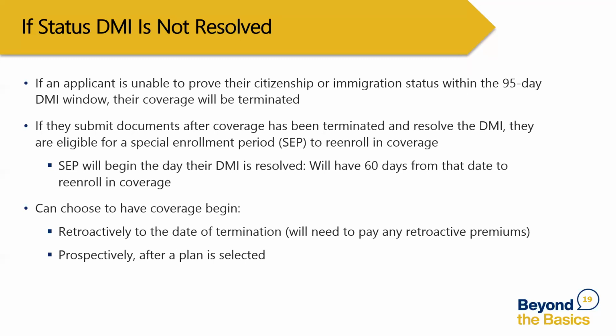If a person submits documents after coverage has been terminated, they will have the opportunity to re-enroll under a special enrollment period. The SEP will begin the day the DMI was resolved, and they'll have 60 days from that date to re-enroll in coverage. So they have this opportunity. They can choose to have coverage begin retroactively or prospectively, depending on what meets their particular needs. Next slide.